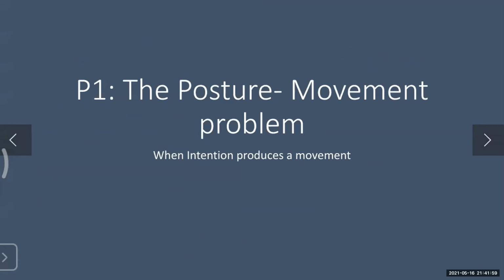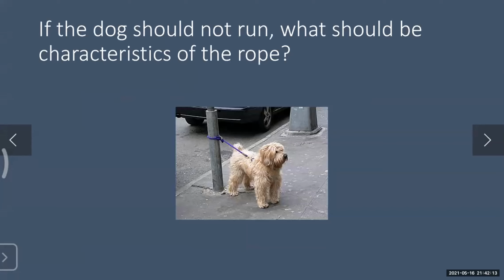Okay, so the first problem is the posture movement problem. Now, we know that I produce a movement by intention. So my brain is going to send a command to my muscle in order to do that. Now, the first question is here: the dog, you can see, is tied to a pole. If the dog should not run away, then what do you think should be the characteristic of the rope? That's a question I'm posing.